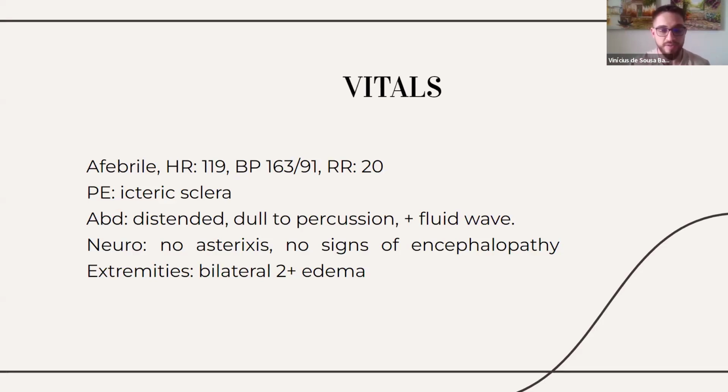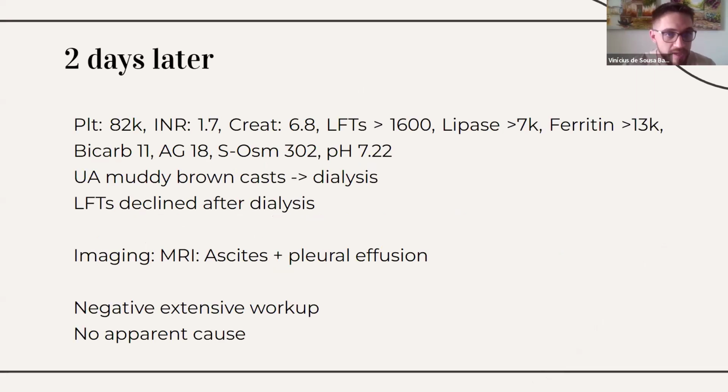A patient with chronic kidney disease does not have a creatinine of 15. So let's continue. Two days later, the patient developed platelets of 82,000, INR of 1.7, a creatinine of 6.8, a liver function test now more increased, at more than 1,600, lipase of more than 7,000, ferritin of more than 13,000, a very low bicarbonate, an anion gap of 18, serum osmolarity of 302, and a pH of 7.2.